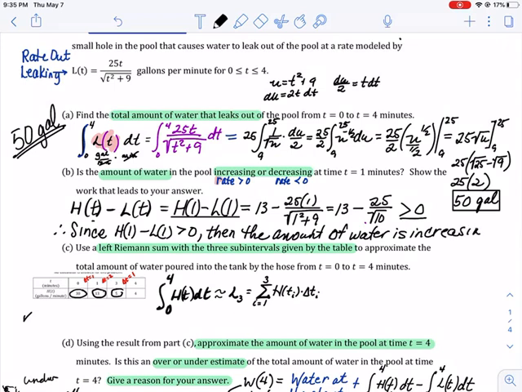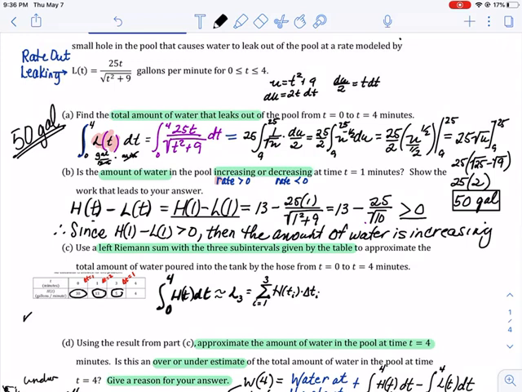And if you notice, what I did in this problem, just like the previous one, I unlocked what the problem was about. So in A, it was the total amount of water that leaks out, the integral of the rate leaking out. And for B, is the amount of water increasing or decreasing? That means I want to look at the leaking derivative and see the filling minus the leaking to see, is it positive or is it negative? So we know because it's positive, then the amount is increasing.